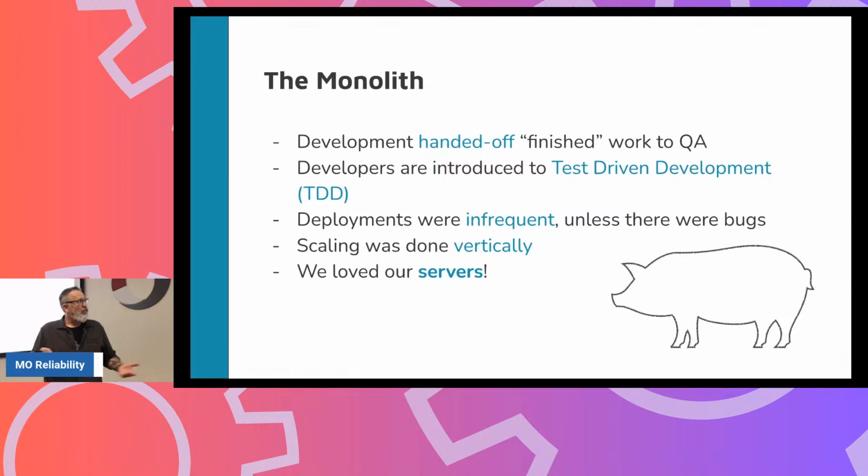But yeah, development was handed off and given over to QA where they went to finish it off, right? Developers ultimately got introduced to test-driven development, started doing some of the unit testing, but still deployments were infrequent unless there were bugs, right? That's when you would do more. Scaling was, of course, vertical, and we loved our servers. They were our pets.